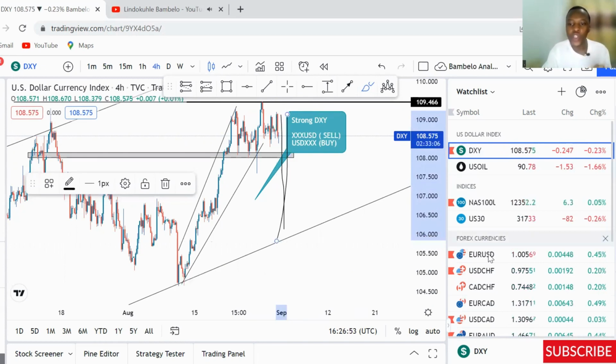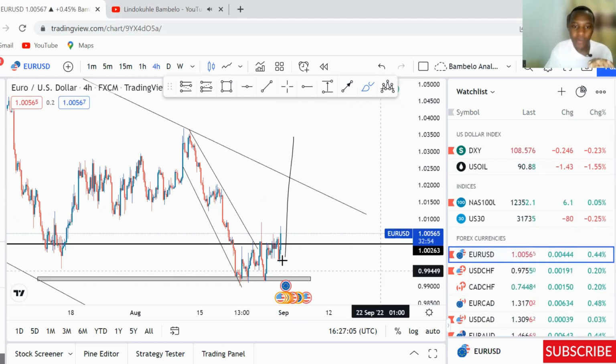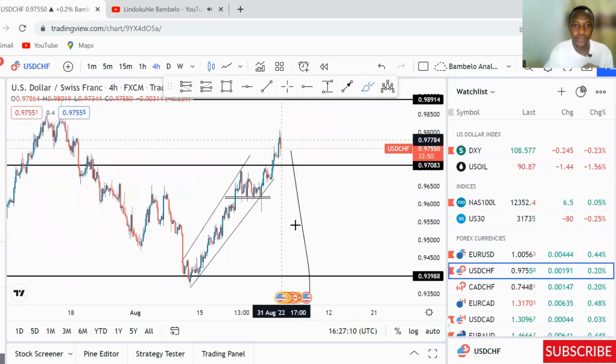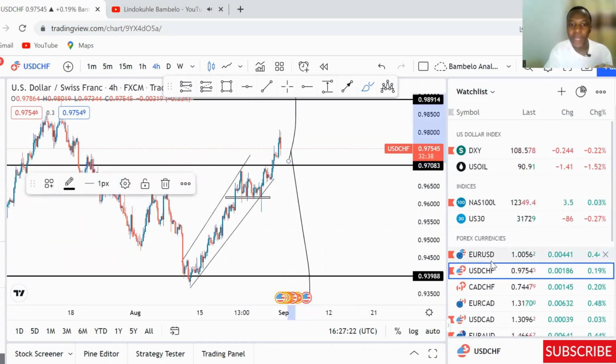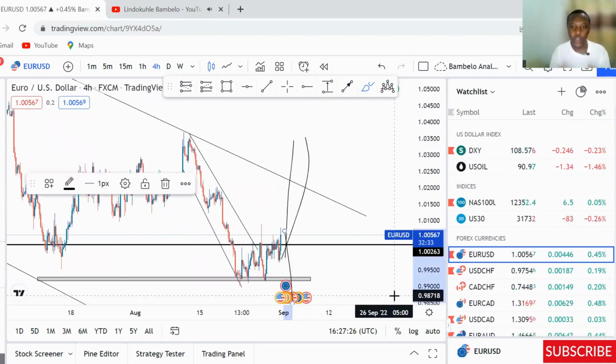But let's go now into the currencies themselves, right? I noticed that there is a negative correlation between Euro USD and USD Swiss francs, because when Euro USD is a buy, USD Swiss francs is going to be a sell, right? So let's take for instance this example that we have here. I'm telling you that should the US dollar Swiss francs continue with the buys, it simply means that Euro USD is also going to come back down, because they are negatively correlated.